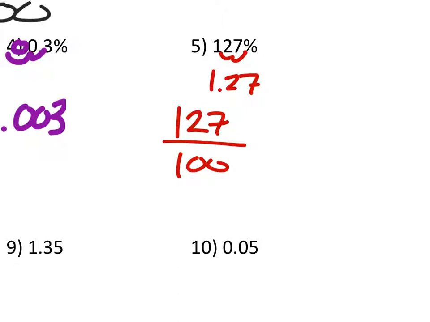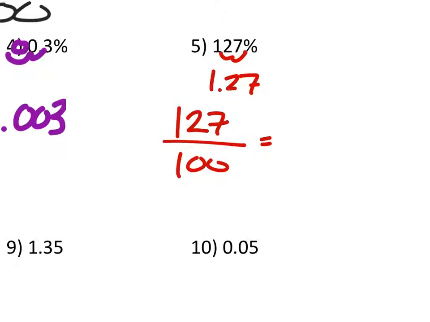Number 5. So the decimal again, we'll just move it twice, okay? So we're just going to move this over, making that 1.27 as a decimal. Now we could have seen this as well, 127 over 100, and you could have put that in the calculator and solved for it as well.